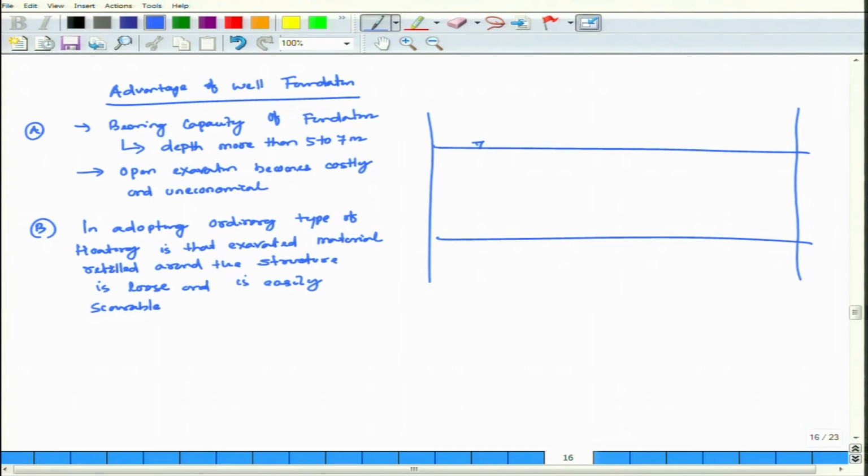Then what will happen if you make an open excavated trench? What will happen? It will be scoured, it will be taken out by water currents. So in that case you go for massive well foundations or caisson foundation, so that it becomes stable.